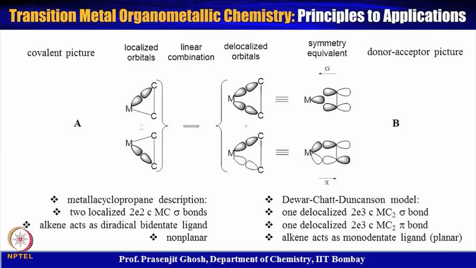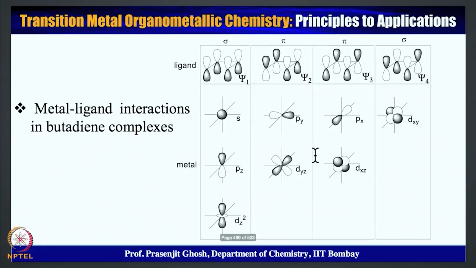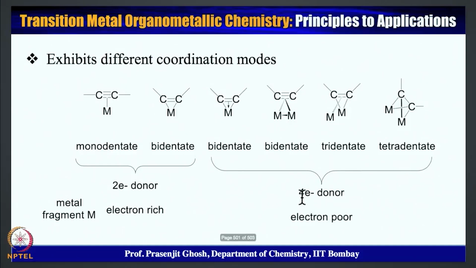We have looked at how the orbital interaction of the metal orbital with the ligand orbital takes shape in explaining the Dewar-Chatt-Duncanson model. Moving on from olefin, we have looked at diolefin complexes like butadiene and how the ligand orbital interacts with various forms of metal orbital, and then we have looked mainly at the alkyne type complexes, particularly with respect to cyclo-oligomerization reactions of acetylene.